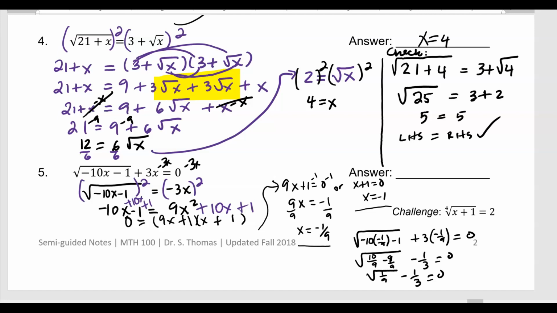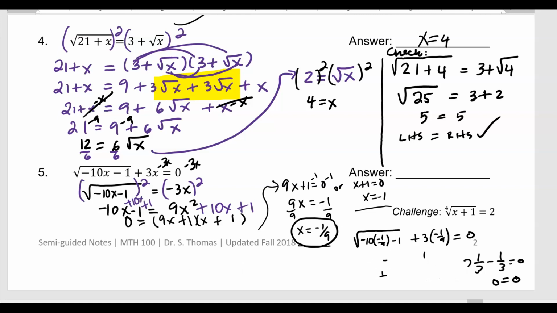equals 0. And what's the square root of 1/9? If you look at the square root of 1/9, that's the square root of 1 over square root of 9. That is 1/3. So this is 1/3 minus 1/3 equals 0. Believe it or not, negative 1/9 is one of our solutions. But we're going to have to check to see if x equals negative 1 is also a solution. So that's an easier one.